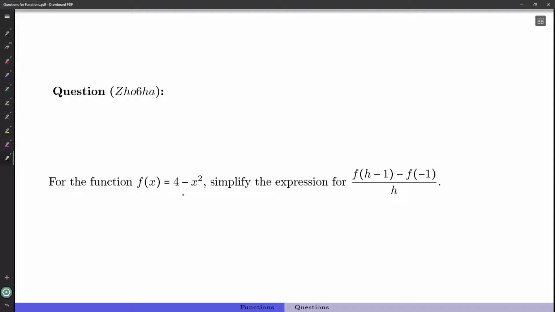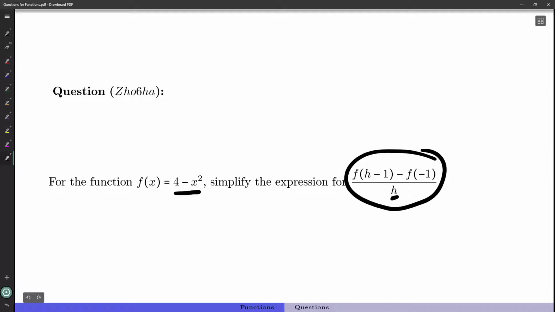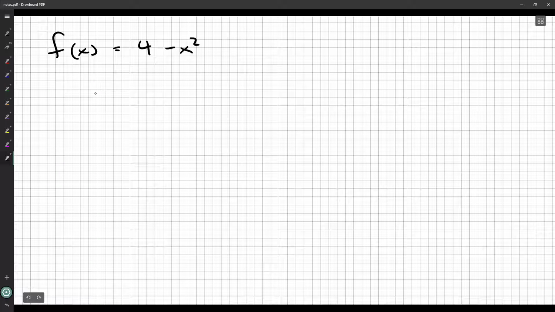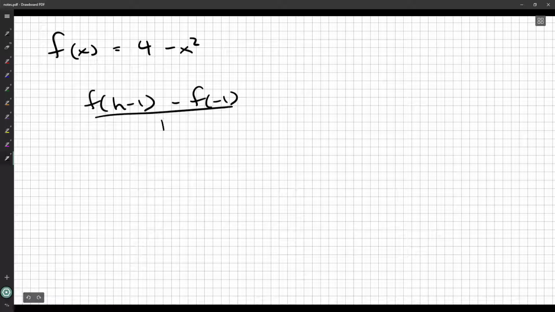For the function f of x equals 4 minus x squared, simplify the expression f of h minus 1 minus f of minus 1, all over h. So first, let's write down our function so we don't have to keep referring to it. So 4 minus x squared, and then we want f of h minus 1 minus f of minus 1 all over h.